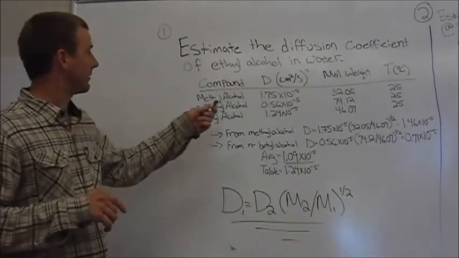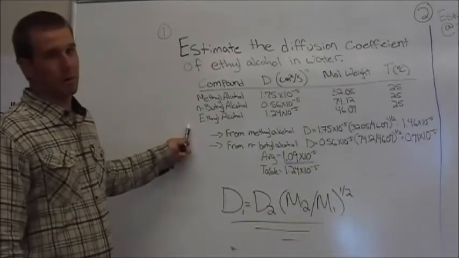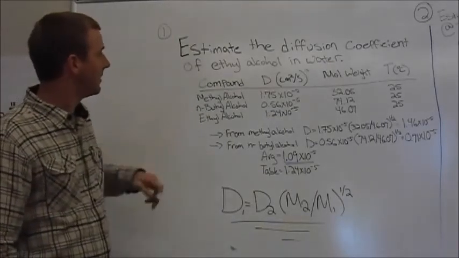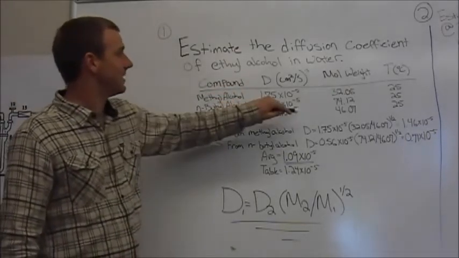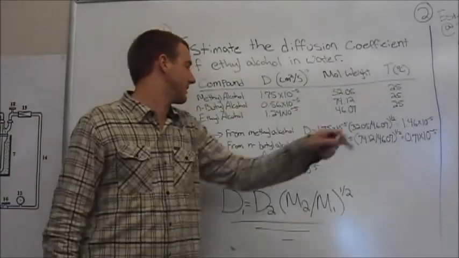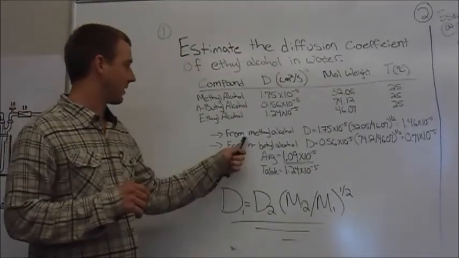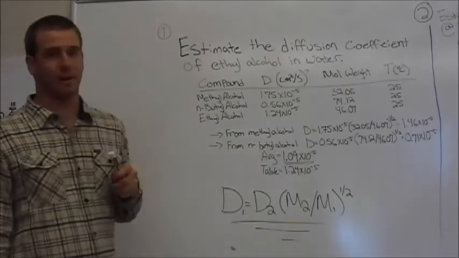So we're looking for ethyl alcohol here. We have our partial table with methyl alcohol, butyl alcohol, and ethyl alcohol. These are our diffusion coefficients, molecular weights, and temperature in degrees Celsius. We're going to estimate it from methyl alcohol and butyl alcohol and then average it for an estimated D value.